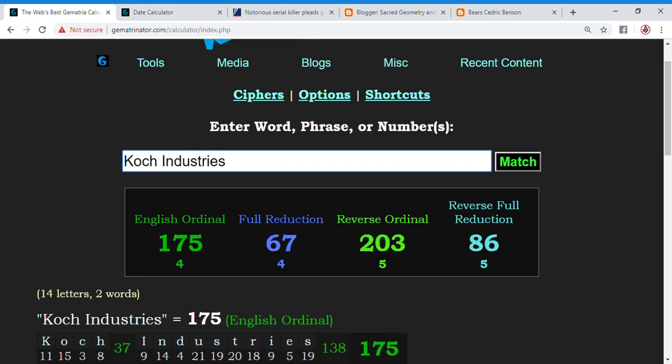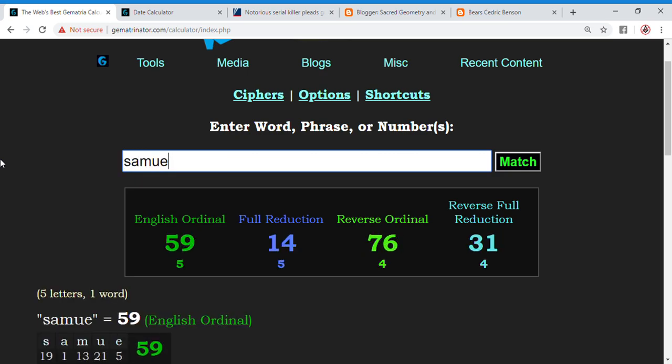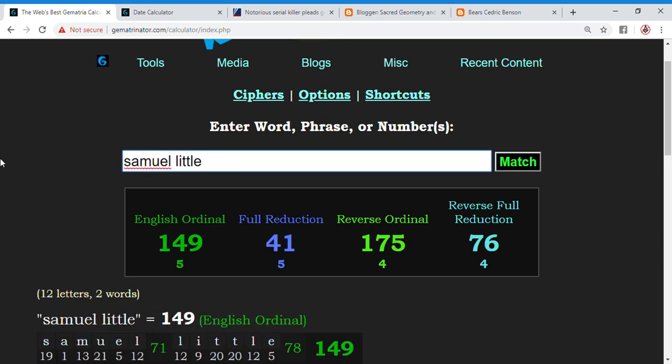So Samuel Little is 79 years old. On the day David Koch dies at 79 years old, Koch Industries equals 175, and so does Samuel Little. Isn't that amazing? And also 67, and the next number for Samuel Little is the reflection of that. 76. 67, 76.